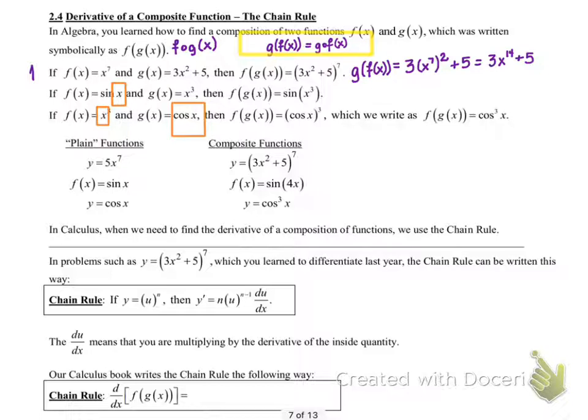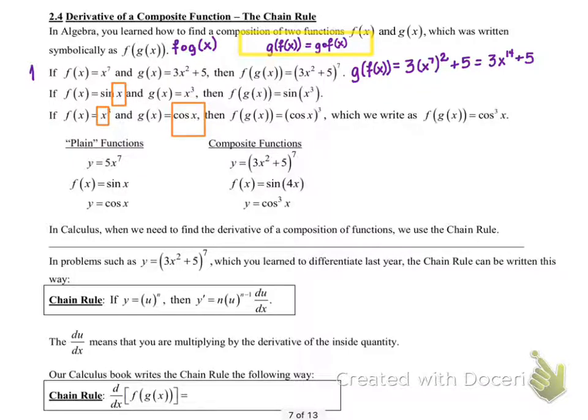So, this next bit is plain functions and composite functions. I've never had an issue with that. I have not had an issue with that yet with anybody. That doesn't mean that somebody's not going to be confused by it. If you are confused by the difference between plain functions and composite functions, please let me know.